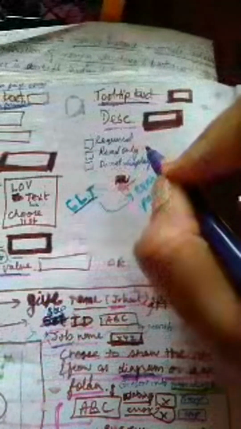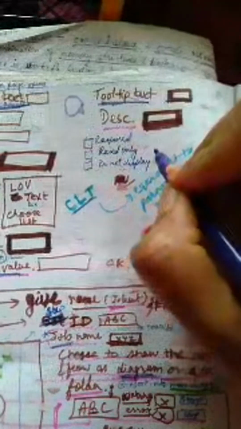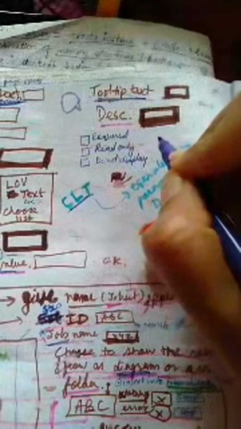But also there are three checkboxes. Required is whenever it's mandatory. Read only is whenever I want to make the parameter read only, not to be clicked on. And do not display if I don't want to display the parameter altogether.